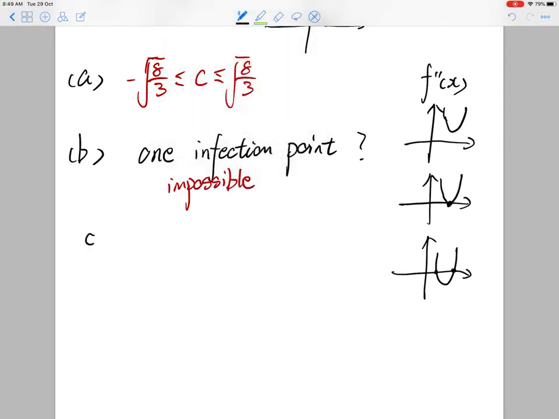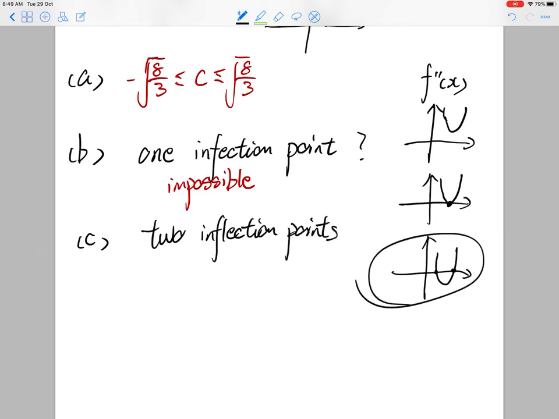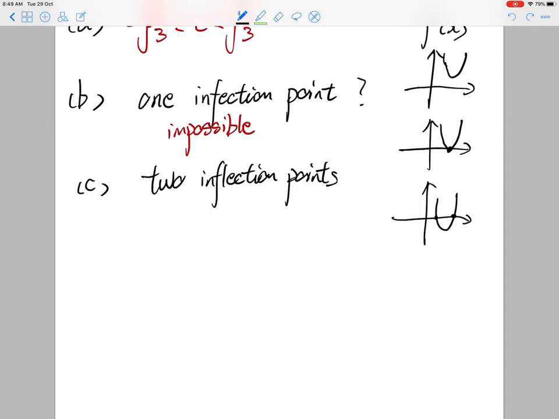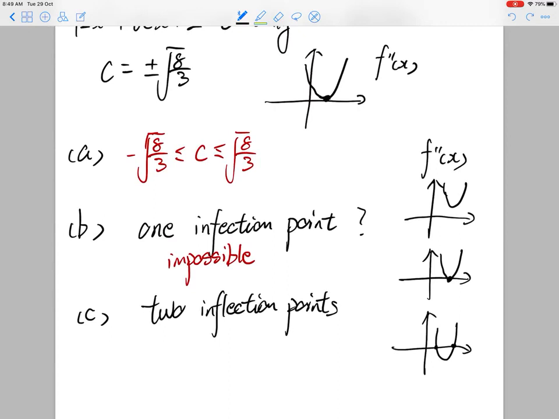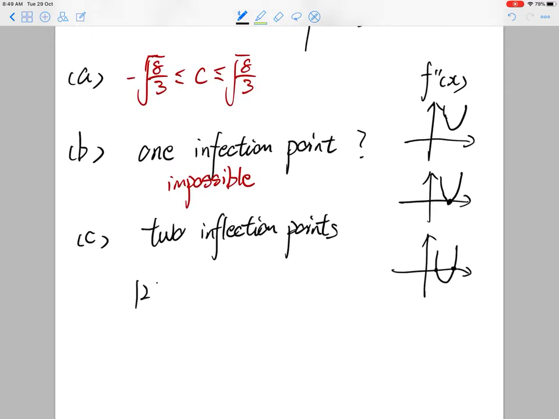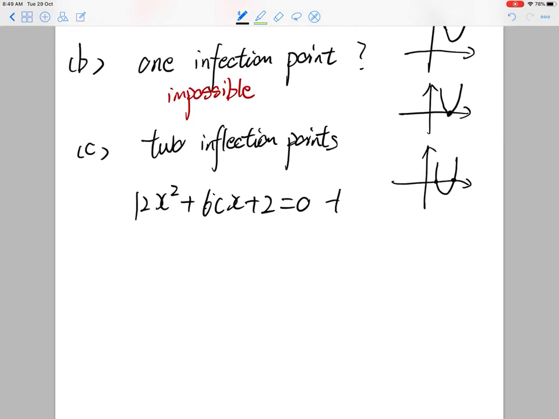Okay. Then last part, 2 inflection points. Inflection points is exactly like this graph, right? The second order derivative changed twice, which means your second order derivative equals 0 has 2 different solutions.